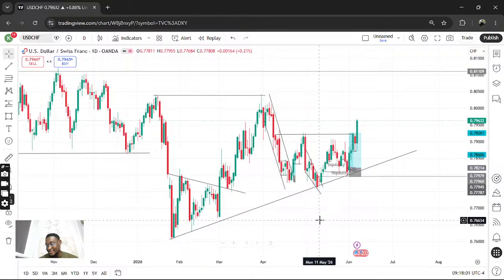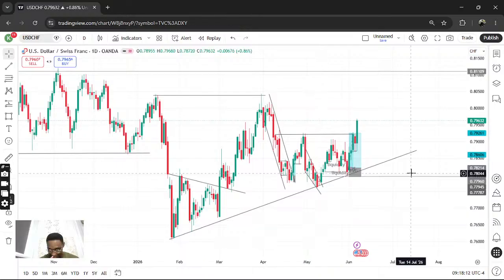Now, first thing, USD CHF is in an uptrend. That is the first confirmation. It is in an uptrend.